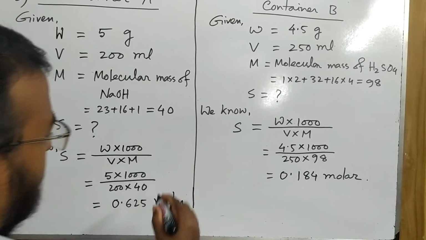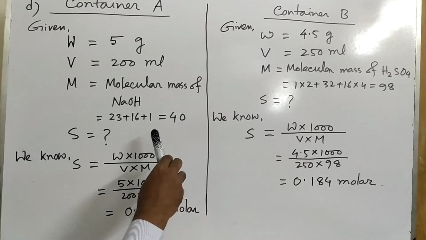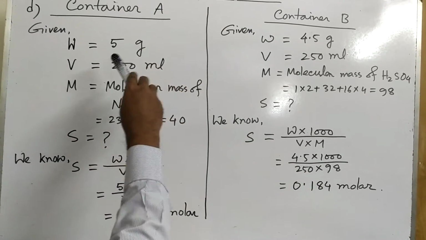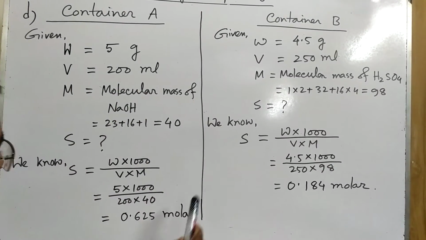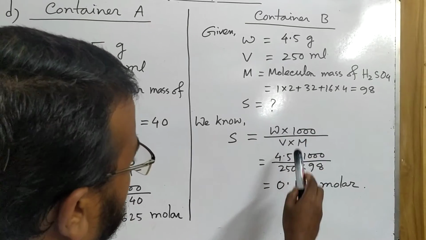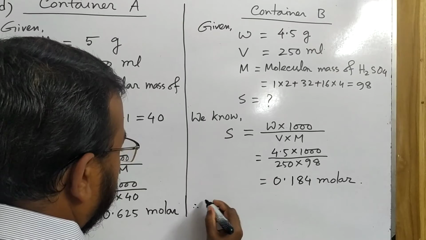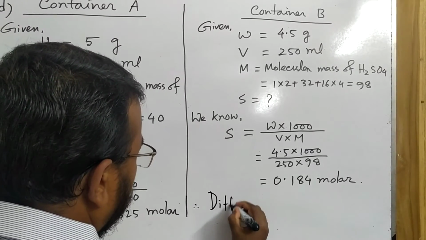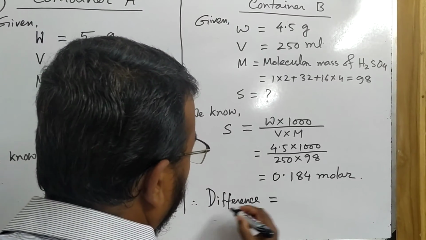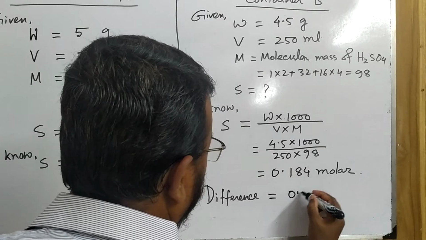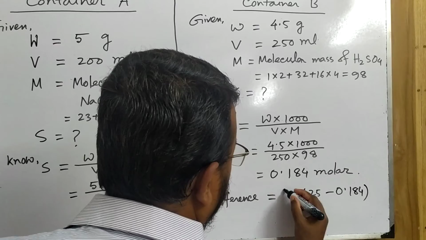Okay, now we have to find out. In the question it is told that find the difference of the concentration of container A and B. So we have got the concentration of A, it is 0.625 molar. We have got the concentration of B, it is 0.184 molar. Now we have to find out the difference. Difference of concentration between two solutions will be 0.625 minus 0.184 molar.